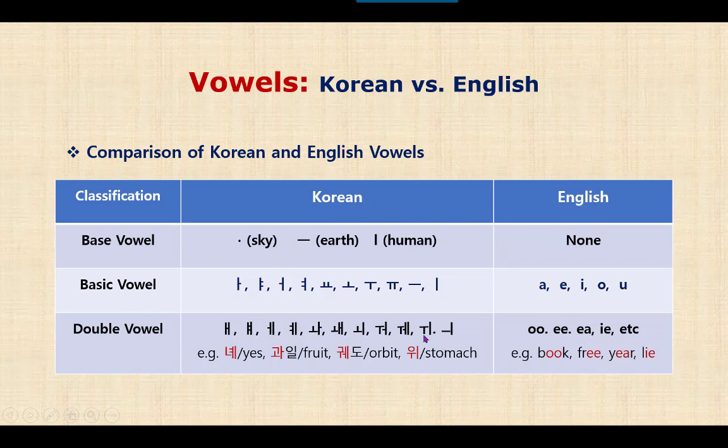There is a difference. In Korean, we have base vowels and double vowels. You don't have double vowels, you have two-vowel letters or two-vowel words like book, free, ear. You can say this is a two-vowel word. But in Korean we say it's an extended alphabet. In English, there are only five basic vowels. We have 10 basic vowels. That's the difference. For example, 과일, 궤도, like this. Okay?